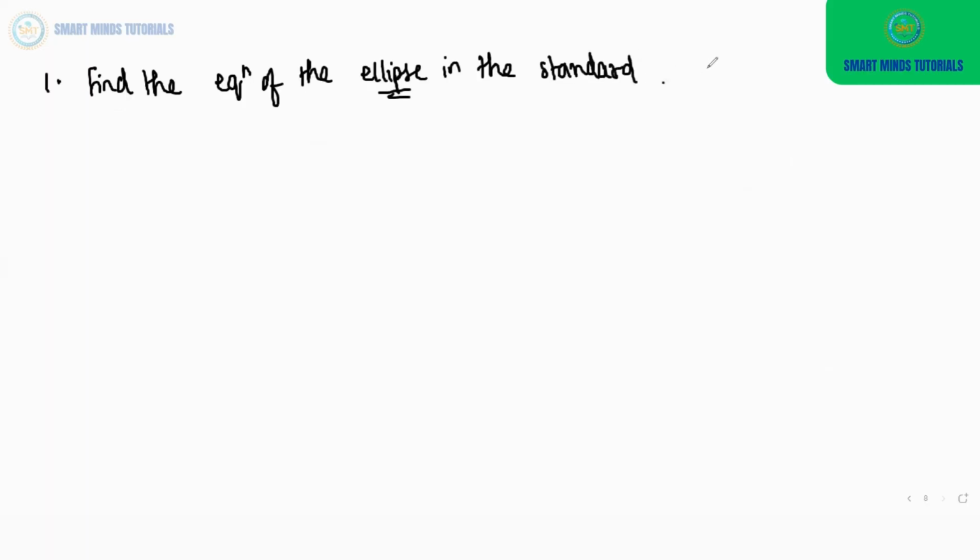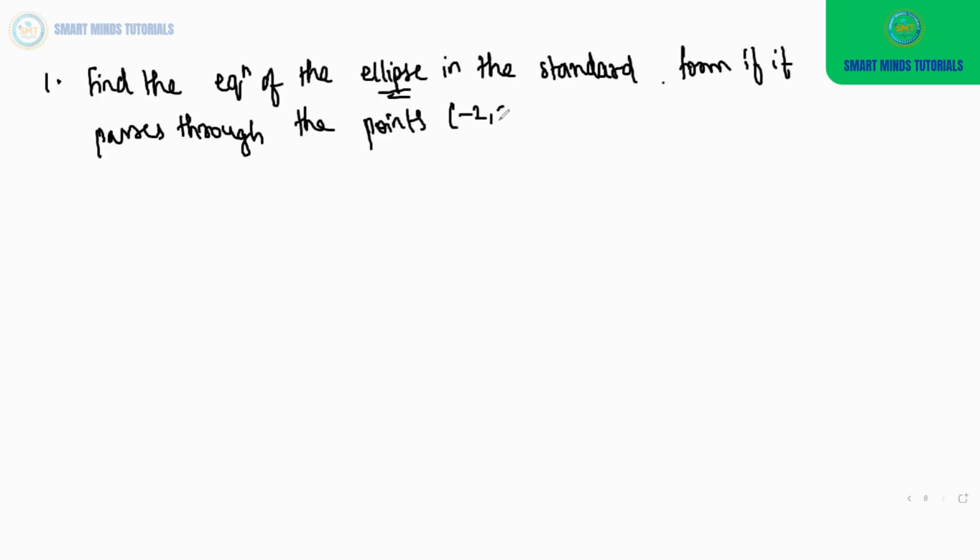Find the equation of the ellipse in the standard form, if it passes through the points (-2, 2) and (3, -1).